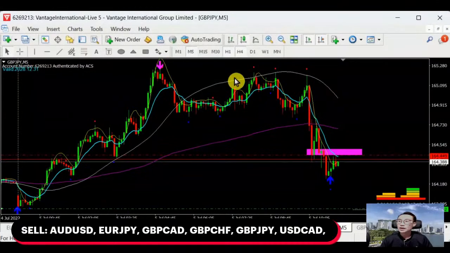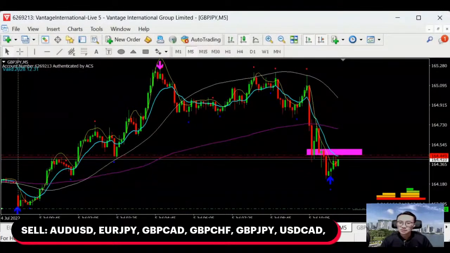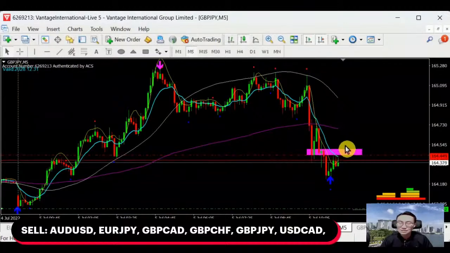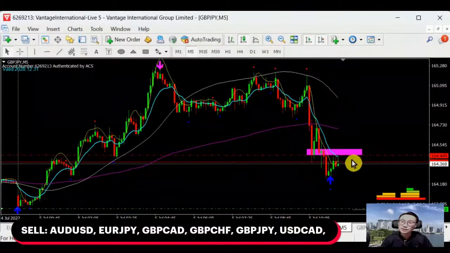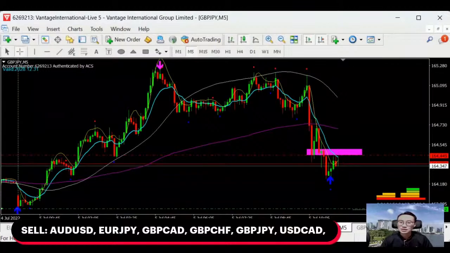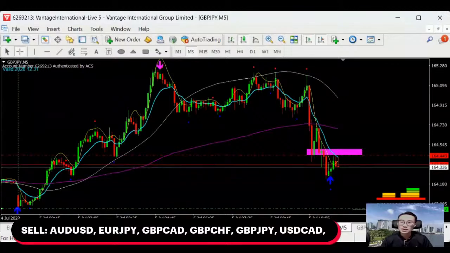Pound Yen. Hang on. What's the question? Sorry, I missed the question. Let me read back. Should we wait for a rejection candle at the area of value? If it enters into the area with an additional rejection candle like now, of course it's good. Pound Yen.